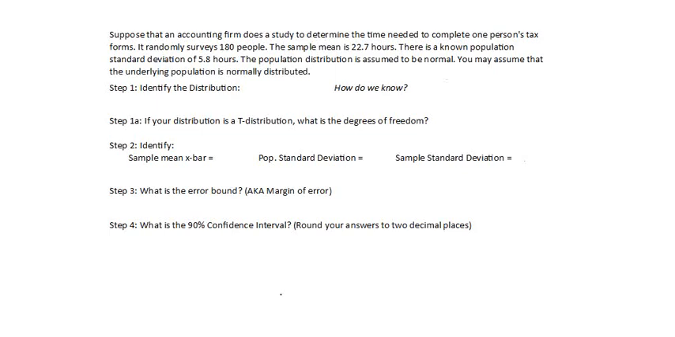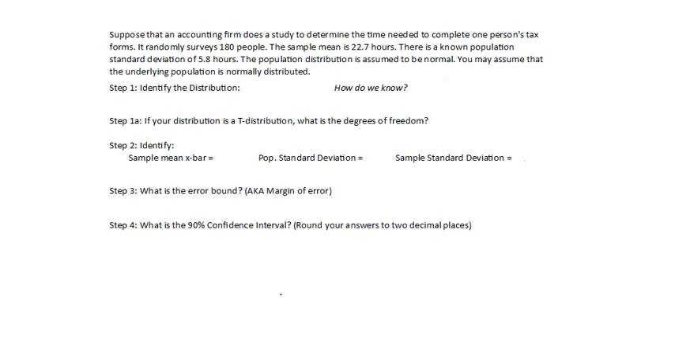In this example, suppose that an accounting firm does a study to determine the time needed to complete one person's tax forms. It randomly samples 180 people, and the sample mean is 22.7 hours. From previous studies, there's a known population standard deviation of 5.8 hours, and the population distribution is assumed to be normal. So you may assume that the underlying population is normally distributed.